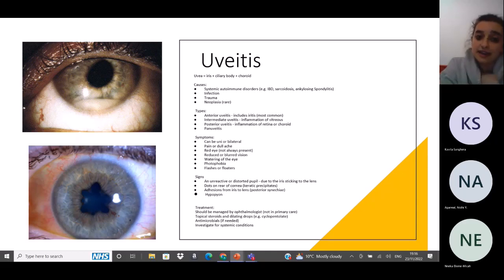So again, similar to keratitis, you should always refer cases of uveitis on to an ophthalmologist. Don't try and manage it yourself. To help treat it, you're going to give topical steroids, and they'll need dilating drops, so drops like cyclopentolate. You might give some antimicrobials as well if you think it's a bacterial infection, and if people are getting uveitis, you're going to want to investigate to see if they have an autoimmune disorder as well.